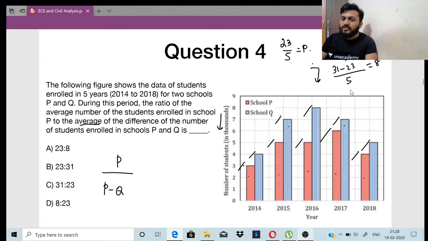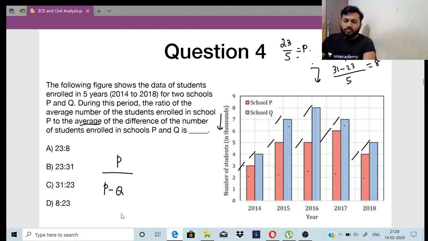It is 31 minus 23 by 5. Difference of the number of schools: how many schools are there? We should not add P and Q here. We should find out how many schools there are. They both have equal schools, 5 schools each. So it is 31 minus 23 by 5.